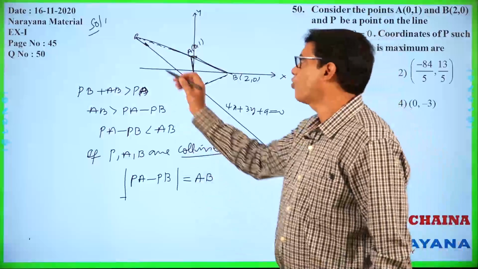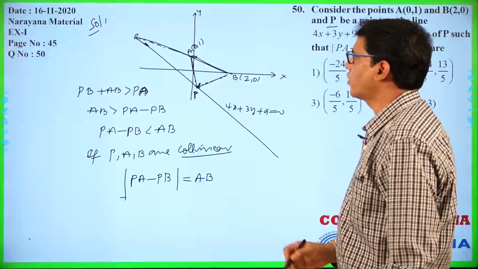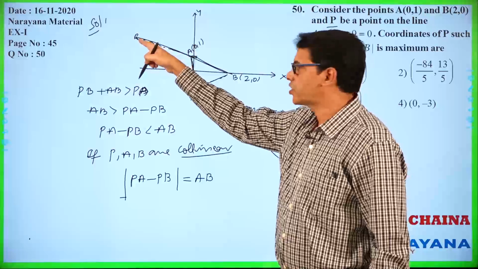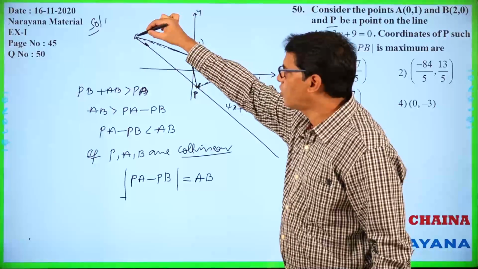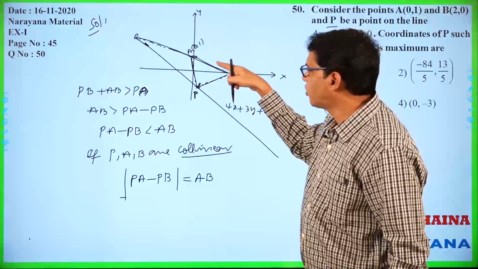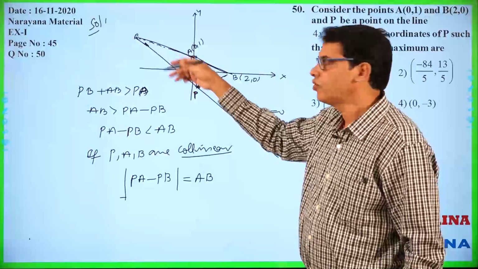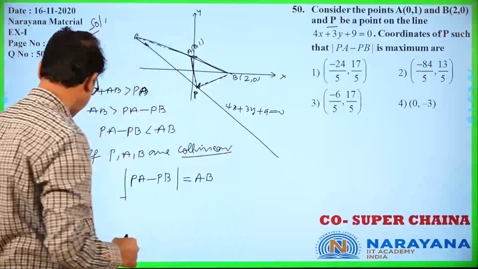So here how to find the P coordinates? We have to find the P coordinates, okay? You look at the diagram. So P is the point of intersection of this line and this line, okay? So here P is the point of intersection of these two lines, means it is the point of intersection of AB and this line. So solving these two, we get the P coordinates. So first find the equation of AB.